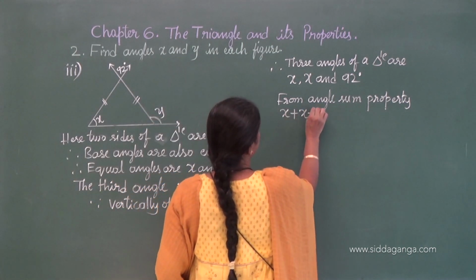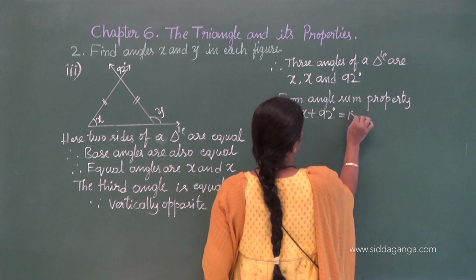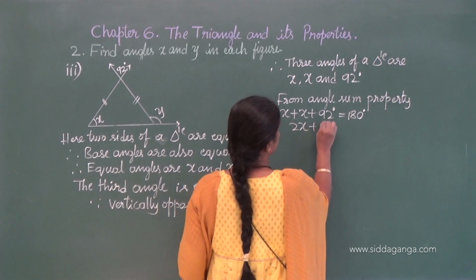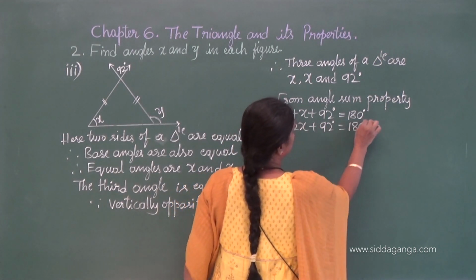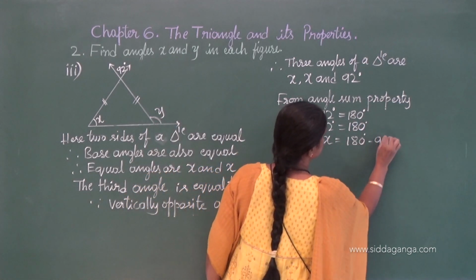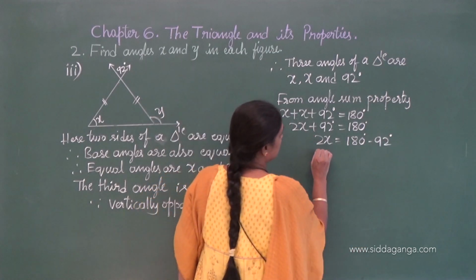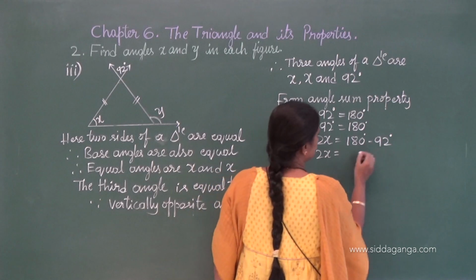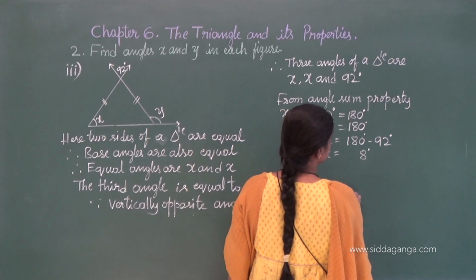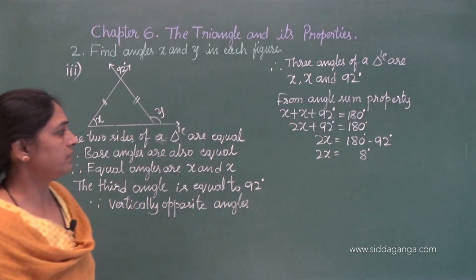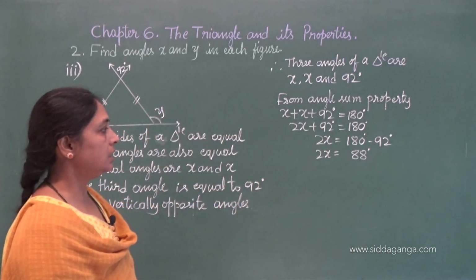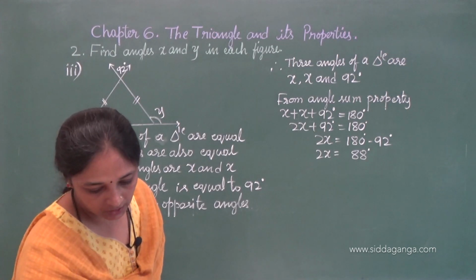x plus x plus 92 degree, that is equal to 180 degree. x and x, it makes 2x plus 92 degree, that is equal to 180 degree. 2x is equal to 180 degree minus 92 degree. Then 2x is equal to, 10 minus 2 is 8, 17 minus 9 is 8. So it is 88 degree.